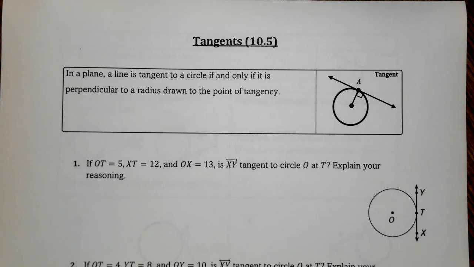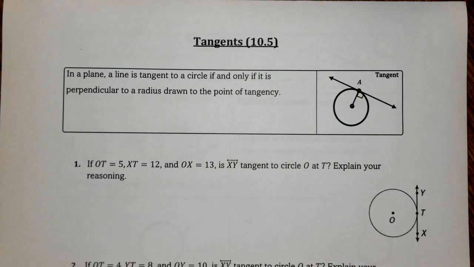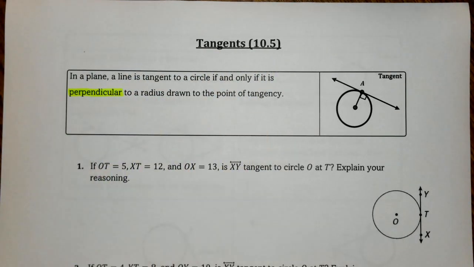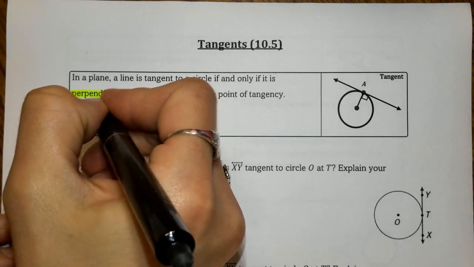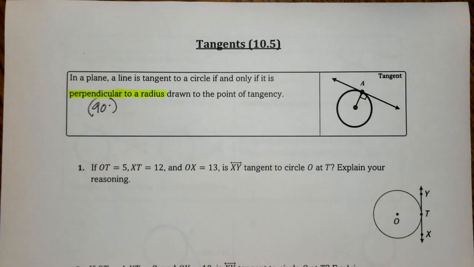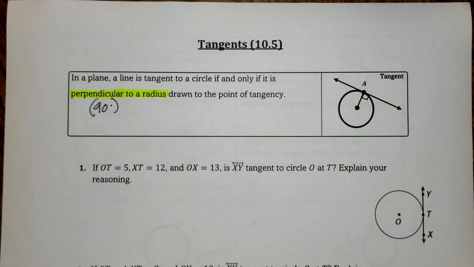In a plane, a line is tangent to a circle, so we've got a tangent that just brushes by and barely touches that circle at one point, if and only if it is perpendicular to a radius drawn at the point of tangency. We need to remember that perpendicular means 90 degrees, very important so that we see we have a right angle. The point of tangency is where the tangent touches the circle. So point A would be your point of tangency.